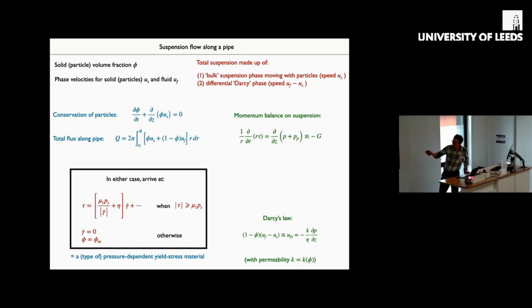And then there's this standard pipe momentum balance, right? This is the total pressure gradient, which I'm going to call G, capital G, balancing cross-pipe gradients in the suspension shear stress, which is this bulk suspension bit, and that's where this rheology that I've just been talking about goes into that tau. And then on top of that, the final thing is you need some description of how fluid can seep through the suspension phase, and that would be Darcy's law. This is the Darcy seepage velocity, the relative velocity of fluid to solid, which I'm going to call UD, and it is proportional to the pressure gradients with some permeability. So this is sort of a standard porous media problem.